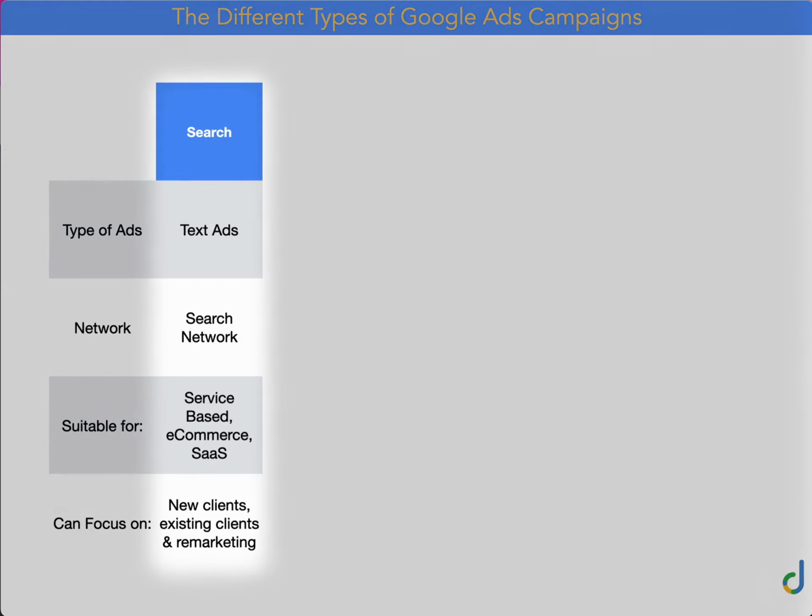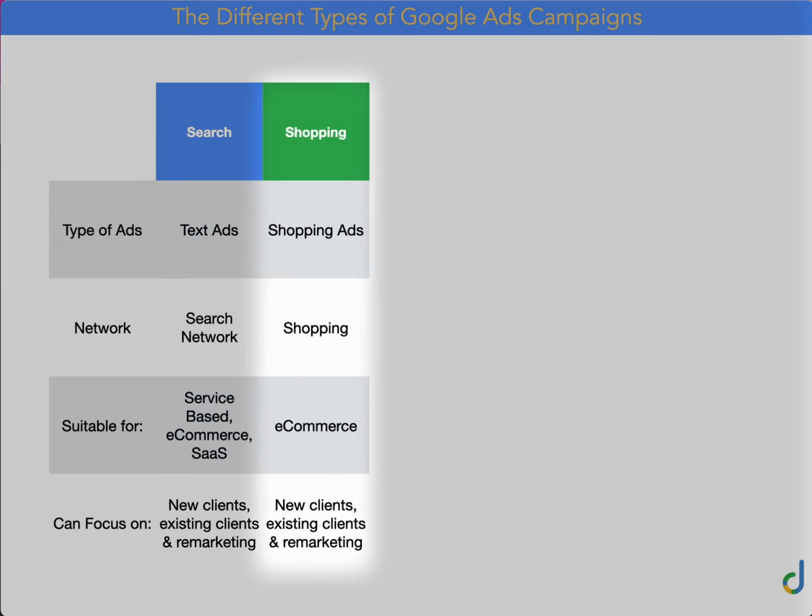So with your search campaigns, it's important to note that they show text ads only on the search network. The search network is obviously when you go and do a Google search and you see those results. And this is suitable for service-based, e-commerce or software as a service, really suitable for everyone. And with search campaigns, you can focus on new clients, existing clients, and also remarketing.